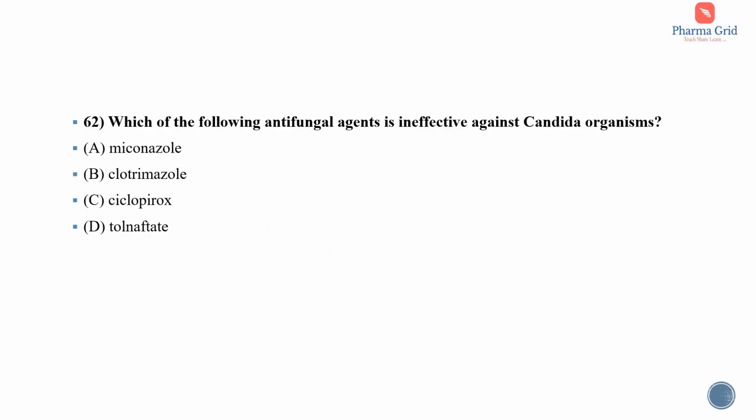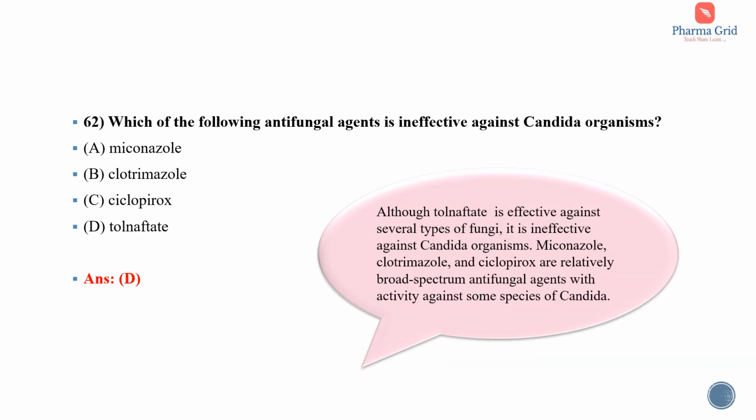Next question. Which of the following antifungal agents is ineffective against Candida organisms? The options are miconazole, clotrimazole, ciclopirox and tolnaftate. In the question they have asked about the agent which is not effective against Candida organisms. So here the correct answer is option D, that is tolnaftate. Although tolnaftate is effective against several types of fungi, it is ineffective against Candida organisms. Miconazole, clotrimazole and ciclopirox are relatively broad spectrum antifungal agents with activity against some species of Candida.